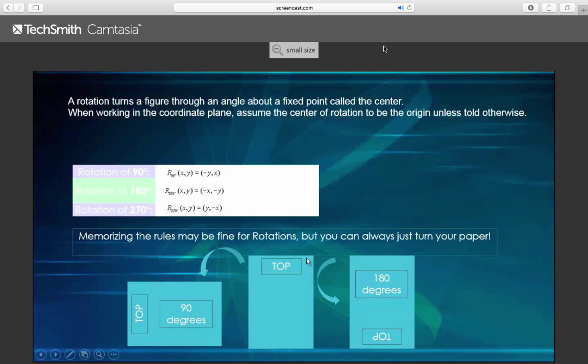I take my paper so that it's sitting on my desk with the top facing up. If I want to turn my paper 90 degrees, I'm going to turn it on its side. I'm going to turn it to the left so that it's laying down. This would be a turn of 90 degrees. If I want to turn it 180 degrees, I'm going to take the paper and turn it completely upside down. If I wanted to go negative 90 degrees, I would take the paper and go to the right and put it on its side. So if you turn your paper, it makes the rotations a lot easier and you don't have to memorize as much.